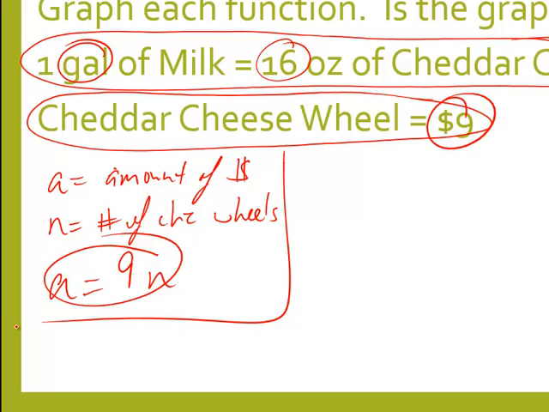So let's go ahead and go to the next page, and we're going to graph these now. So we have our 2 equations, W equals 16G, and A equals 9N. And before we graph them, we need our tables. So you have your input column, your work column, and your output column.